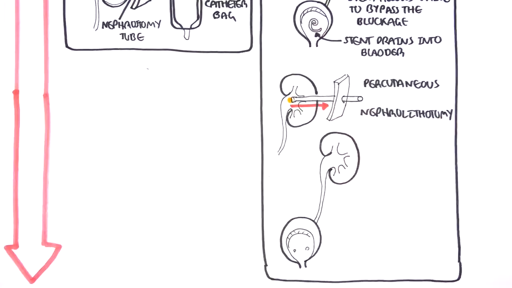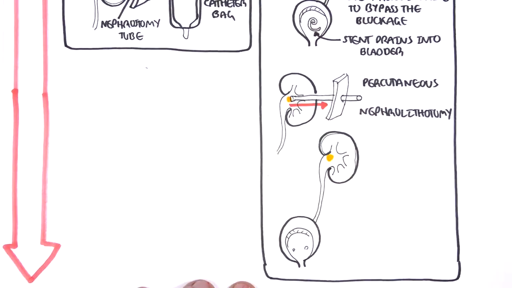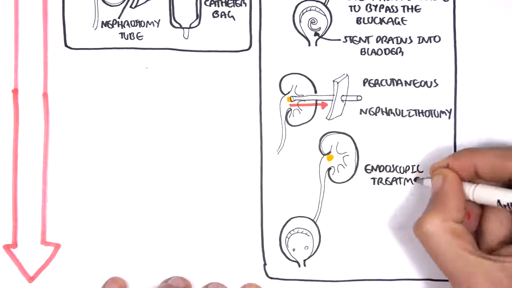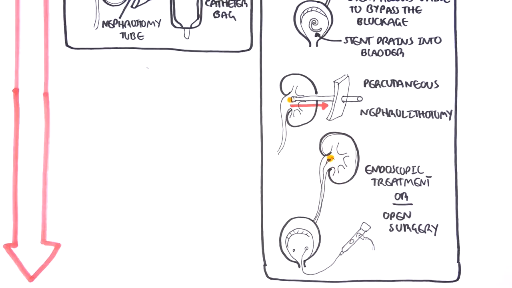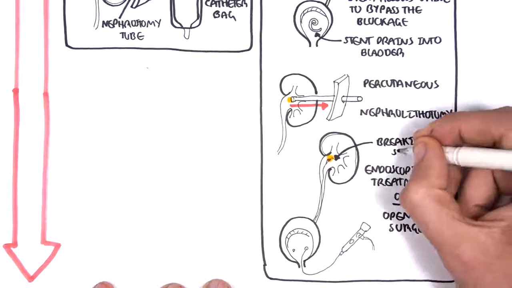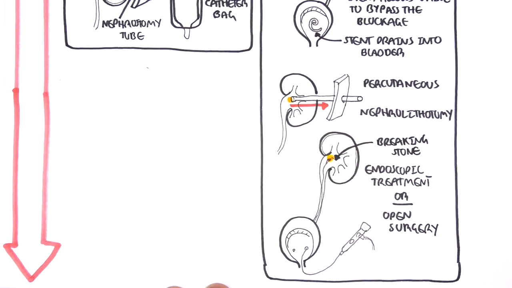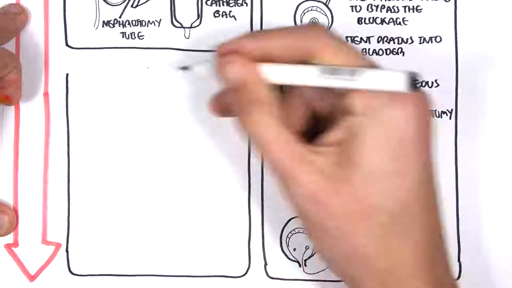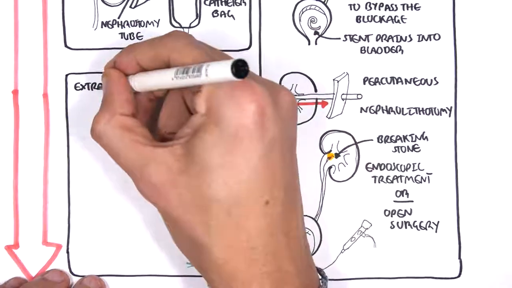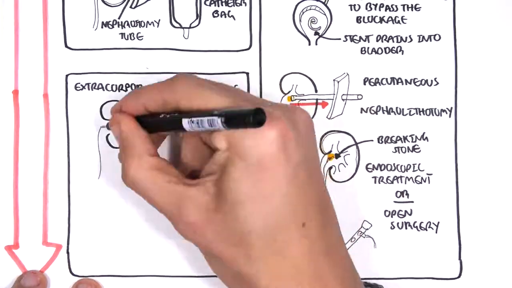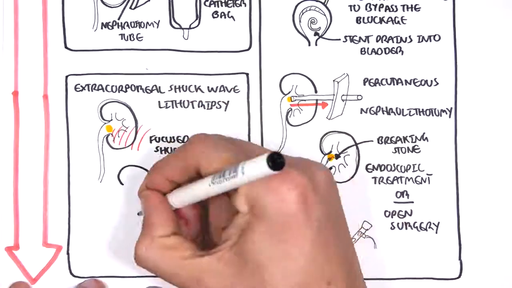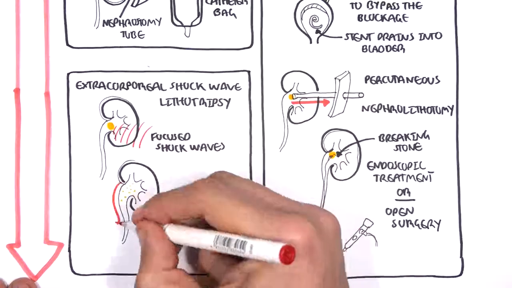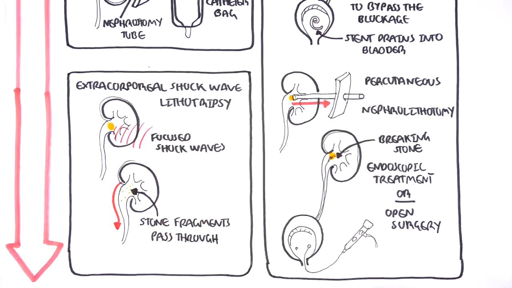Another surgical procedure that can be done for urinary stones within the ureter or within the kidneys is a simple endoscopic procedure that will break down the stone within the kidneys or the ureter. Alternatively, there is open surgery to remove and break the stone. Finally, there is the extracorporeal shockwave lithotripsy, which uses shockwaves to break up stones that form in the kidneys to enable easy passage of these fragments out of the body within urine.